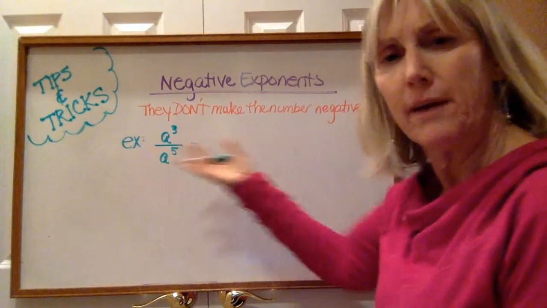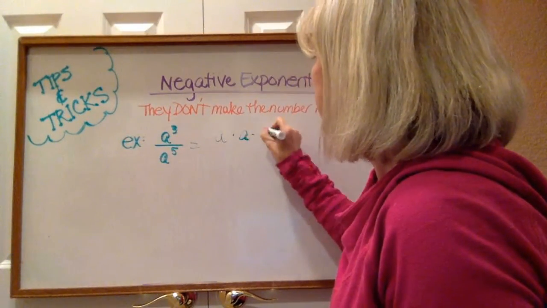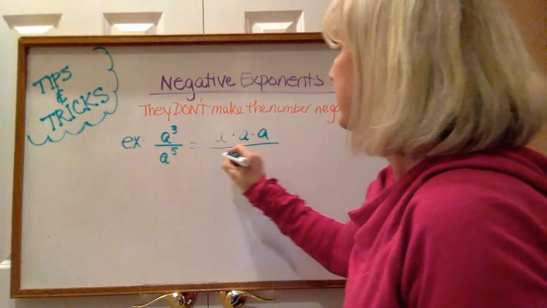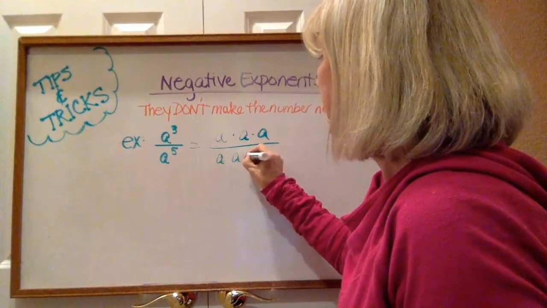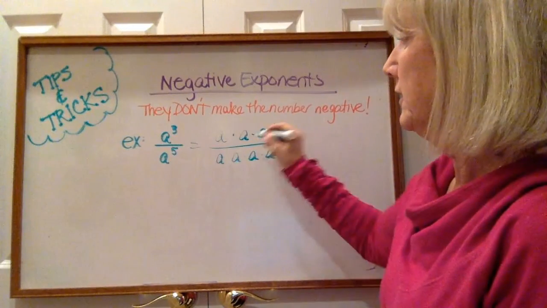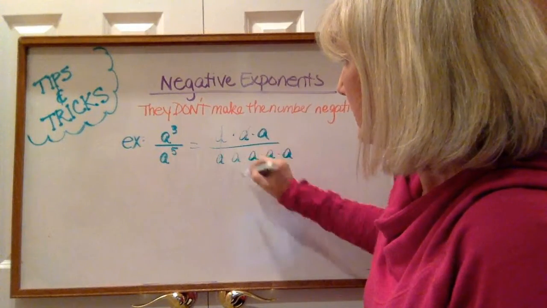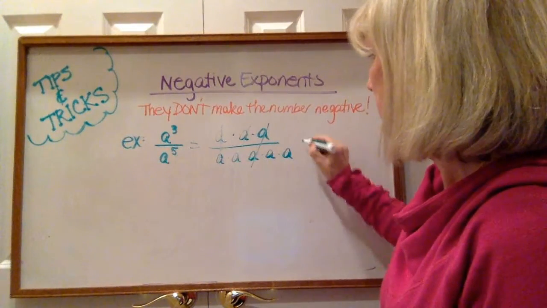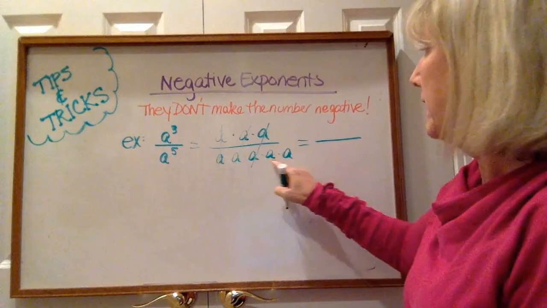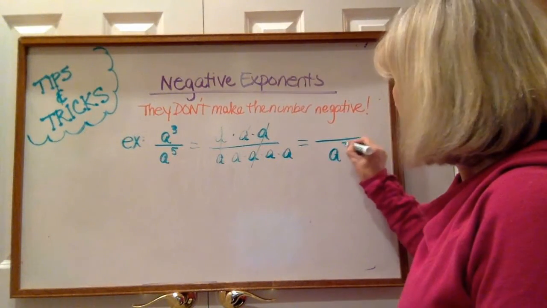So I'm gonna write that out. A to the third is a times a times a, and a to the fifth is a times a times a times a times a. So now we can cancel things out. So these a's cancel out, those a's cancel out, and those a's cancel out. So what are we left with on the bottom? We're left with a times a, which is a squared.